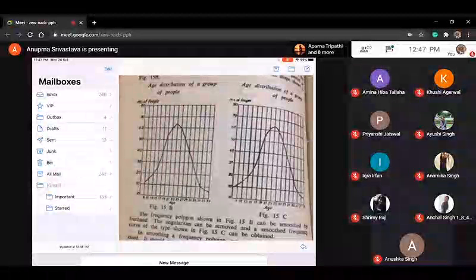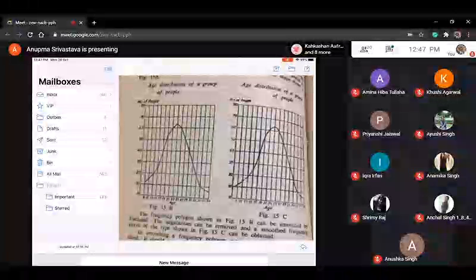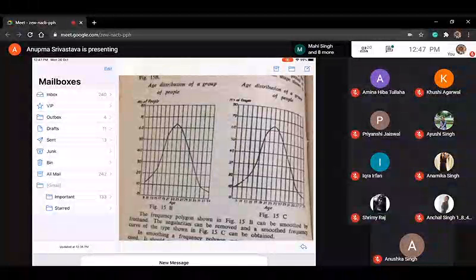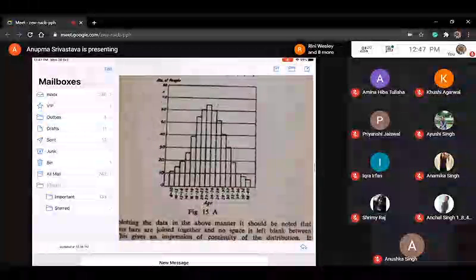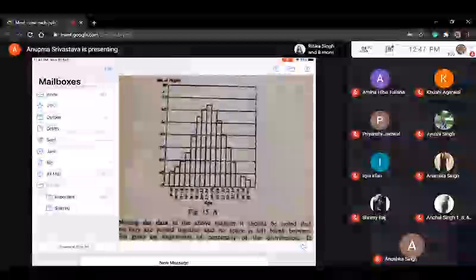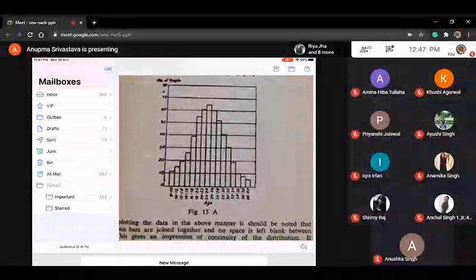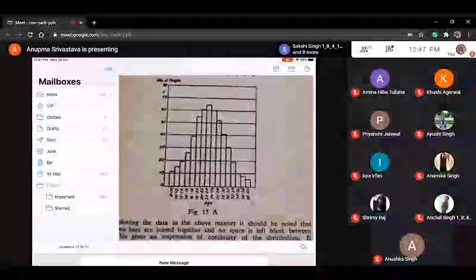So this is the unsmooth curve, and this is the smooth curve. This is the discontinuous frequency polygon, and this is the smooth frequency polygon. That's the only difference between B and C. And A you have already shown, where you have drawn the bars, and then by joining the highest point of that bar, for example, we start from here, and then you join these points, then it is giving you the frequency curve or the bar graph.